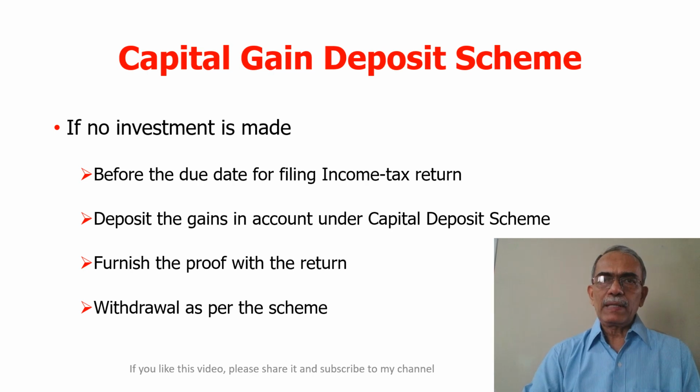Now, to give an example, suppose I sell a house in December 2019. And I have to file my next return of income showing this capital gain in the return filed immediately next year, that is in July. Say July 31st is my due date for filing the return of income. And I'm not able to either buy or construct a house within this period, that is December to July. Then in that case, before 31st July, I have to deposit this amount of capital gain in the capital gain deposit account scheme.